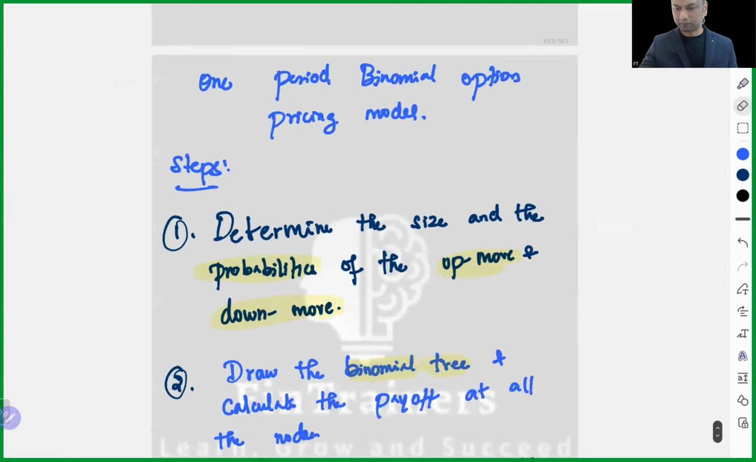The first step, you need to know what is the size of the up move. I said ACC will go to 3,000 or 2,600. How did I come up with that? You need to first figure that out. What is the up move? What is the up state? What is the price of the underlying? The down state, what is the price of the underlying? You need to know that to do any calculation, right? First step, figure that out.